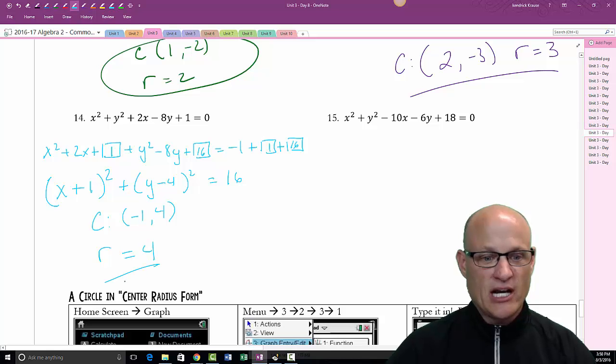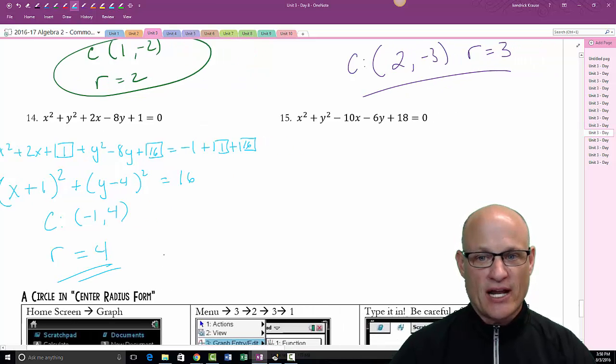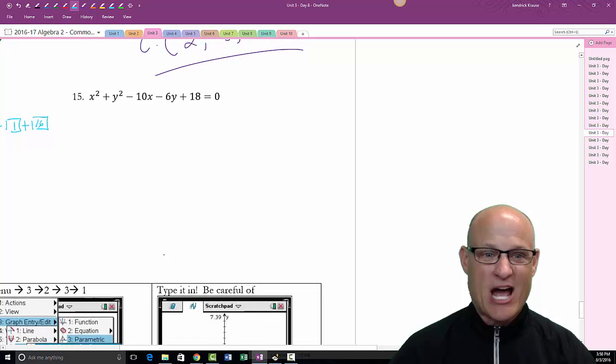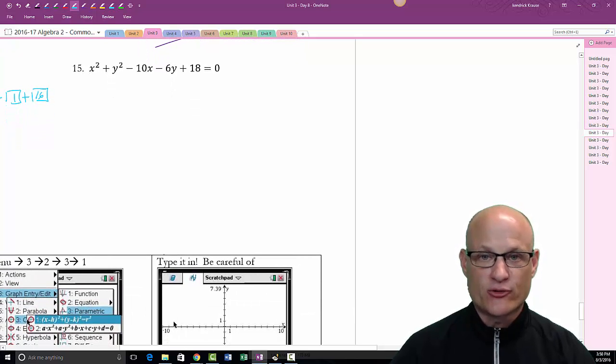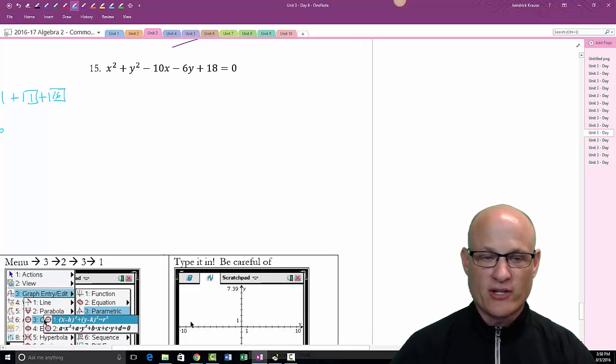And my radius is equal to 4. Now, if you've been copying everything I've been doing for the last couple of minutes, stop the video right now and do this one on your own. Because if you can't do this one on your own, erase everything you did and start over, because you should be able to do these on your own by now.